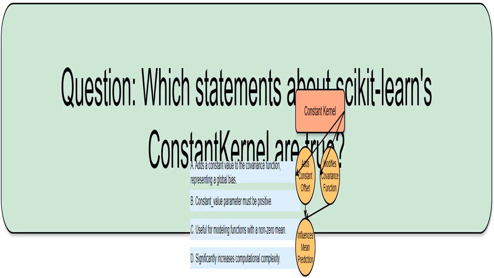The constant kernel's primary function is to add a fixed value to the covariance function. This added value influences the overall predictions of the model. It introduces a global adjustment, like a systematic error or bias.